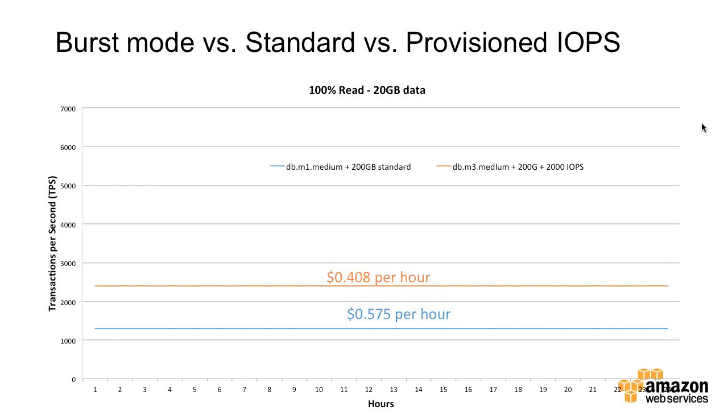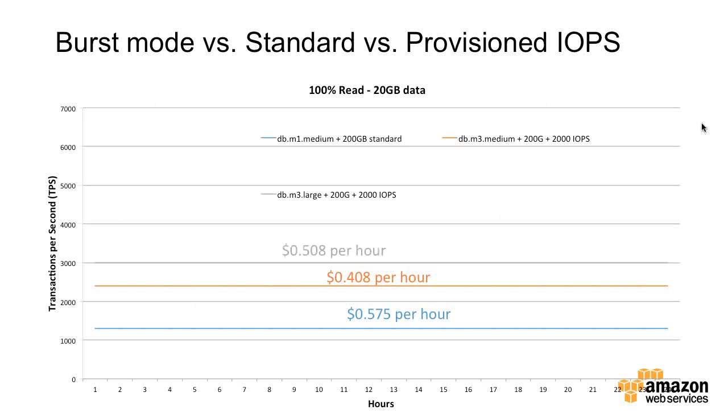If I use an M3 medium with a 200 GB, 2000 IOPS volume, I pay a tad lower than my standard instance, which basically means that I should move away from standard EBS magnetic to IOPS volumes. I pay less, but I get an increased throughput, right? The reason for that is my M3 mediums are costed lower than M1 mediums, at only 40.8 cents an hour, and I get close to 2,500 transactions per second. My TPS is at 2,500, and again, this is a baseline. There is no increase or decrease on this. We will provide you 2,000 IOPS anytime you ask for it.